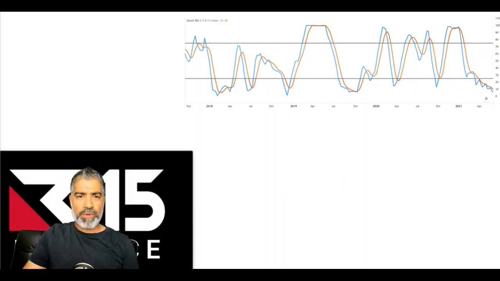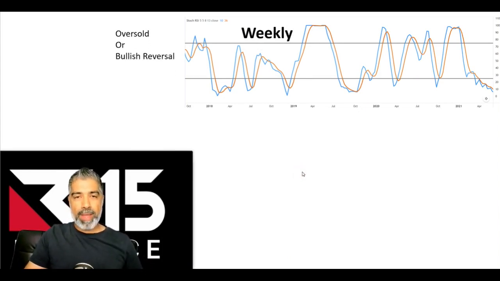So first of all, what we're looking at over here is a momentum chart. It's called the Stochastics RSI. And what we want to see is when it is oversold or a bullish reversal has occurred. You're like, what, Jakir? Speak English, please.